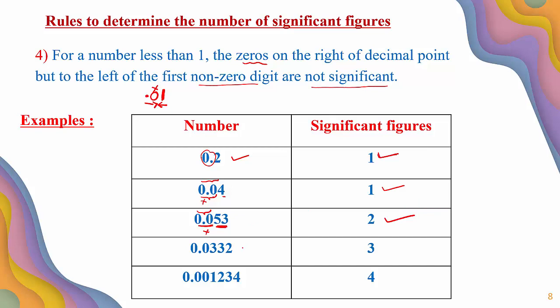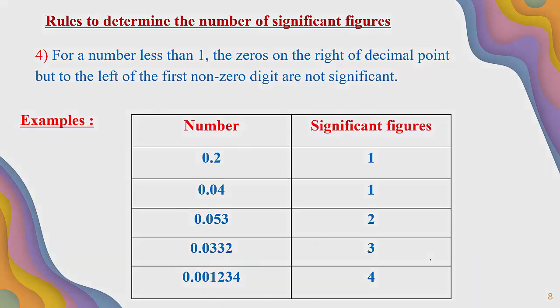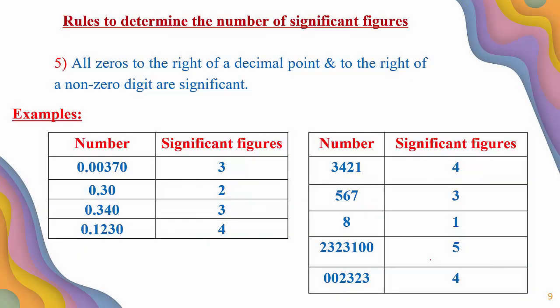Then come to the fourth example, 0.0332. The first non-zero digit is what? 3. The zeros on the left side of this non-zero digit are not considered. So how many digits are there? Only 3 significant figures. Then in the last example, 0.001234. So the first non-zero digit is what? 1. The zeros on the left side of this first number are not considered. So how many digits are there here? 4 significant figures. This is the fourth rule.